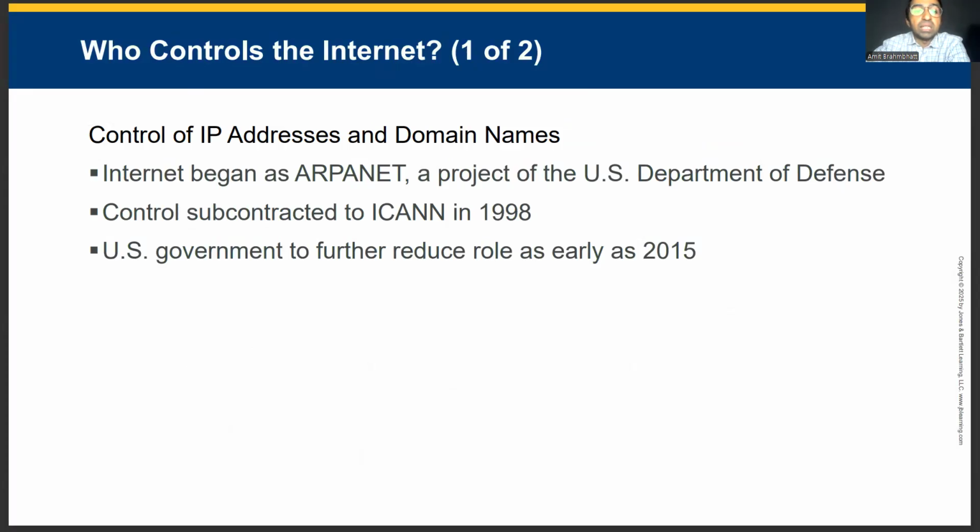The internet began as ARPANET, a US Department of Defense project. Authority over IP addresses and domain names was later subcontracted to ICANN in 1998. Since then, the US government has reduced its direct oversight to support global multi-stakeholder management.